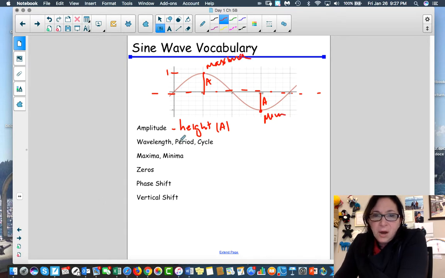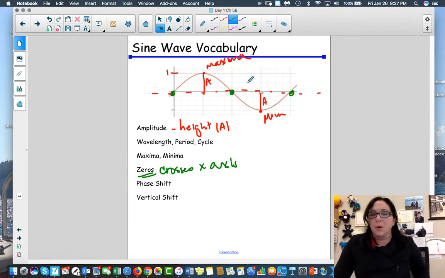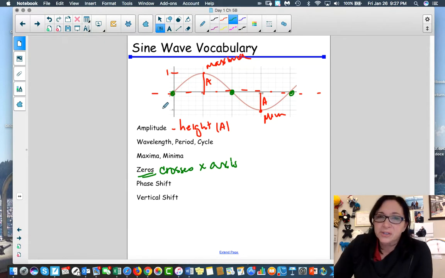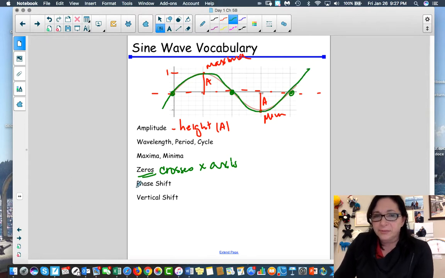Zeros are where my graph crosses the x-axis. So I'd have a 0 here, a 0 here, and a 0 here. Now, a phase shift can be a couple of things. We call a phase shift basically a horizontal shift.